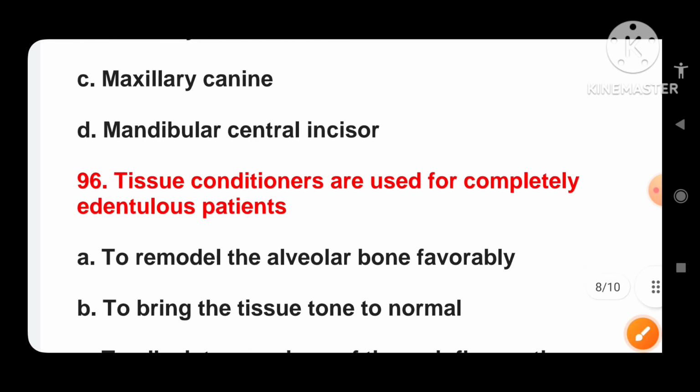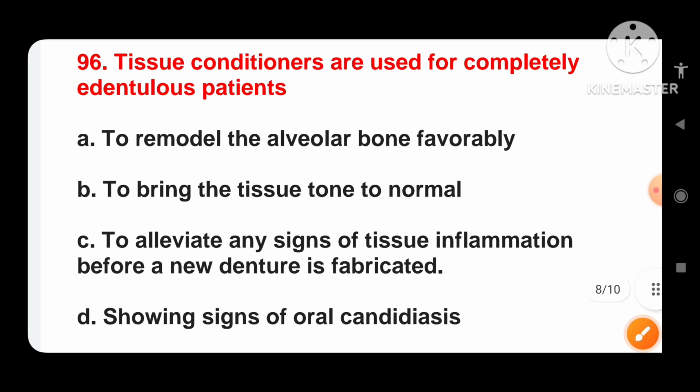Next question is, tissue conditioners are used for completely edentulous patients. Options are to remodel the alveolar bone favorably, to bring the tissue tone to normal, to alleviate any signs of tissue inflammation before a new denture is fabricated, or showing signs of oral candidiasis.